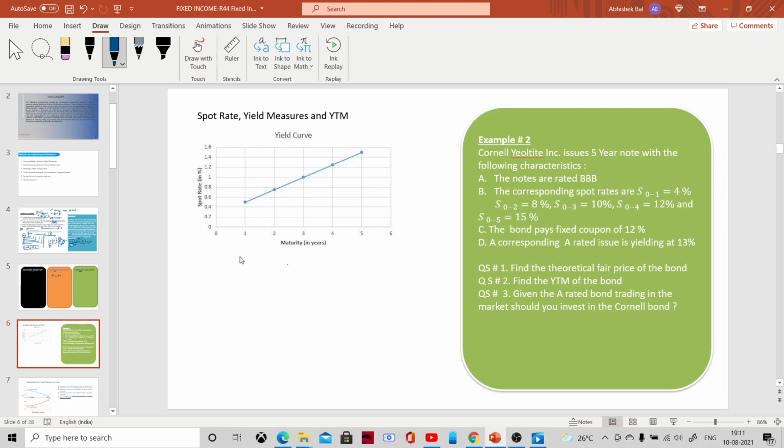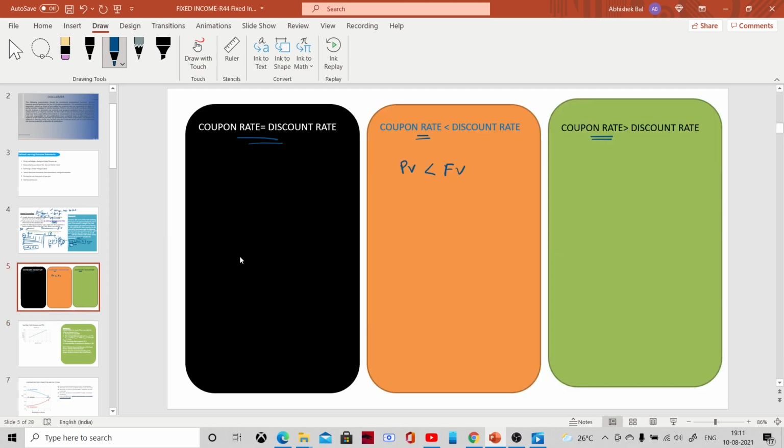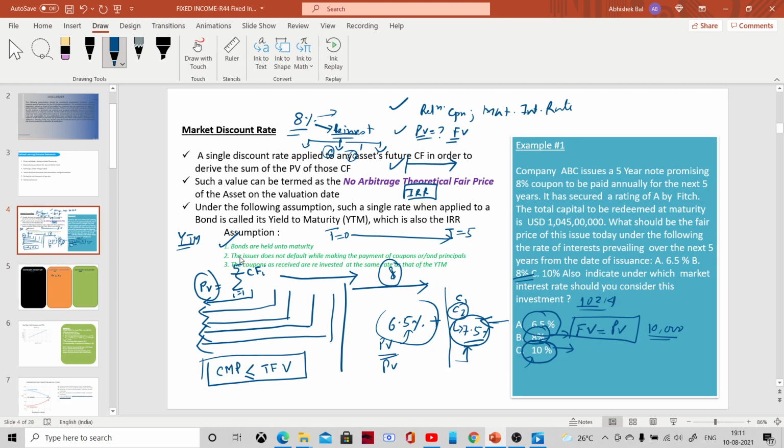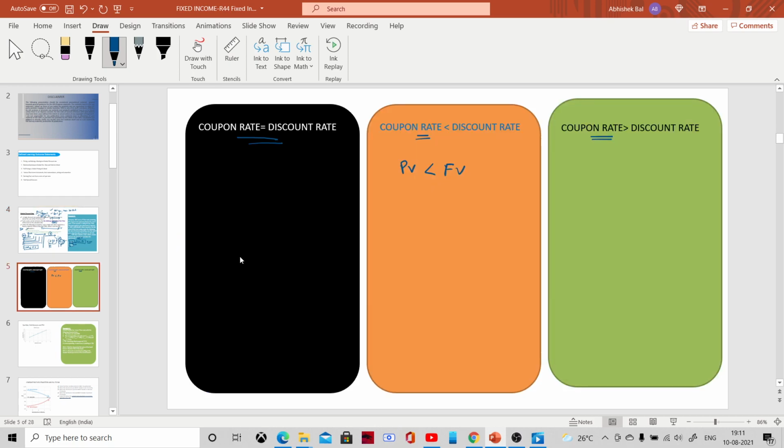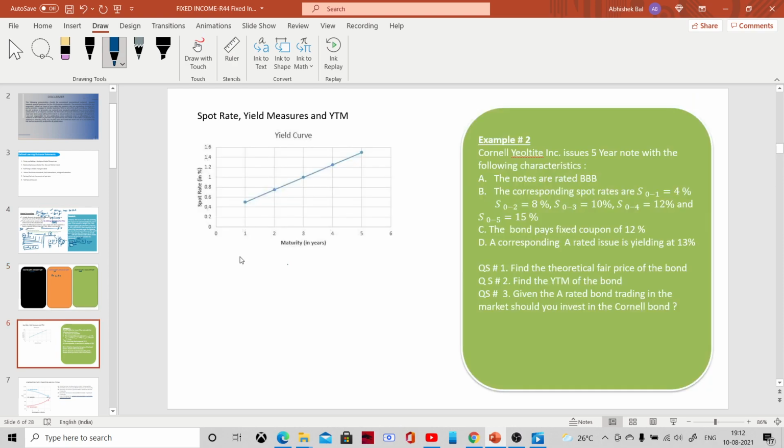Now let's first understand the difference between these two problems. In the first problem that we took here, we assumed that under either one of the three rates, 6.5%, 8%, or 10%, the market interest rate remains constant throughout the tenor of the security itself. It is not varying, it remains constant from the 0th year, the day the bond was issued, till the 5th year, the day the bond was retired. But in example number 2, we see that 5 different interest rates are being talked about. How does that pan out?